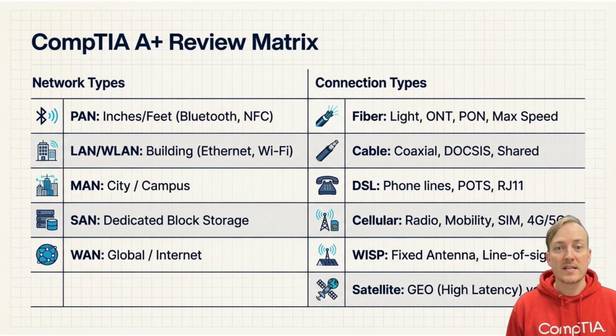Take a screenshot of this CompTIA A+ review matrix. This organizes everything we've covered today. Our network types scale from PAN to WAN, including SAN for block storage. Our connection types range from light-speed fiber to shared cable, RJ11 DSL, highly mobile cellular, line-of-sight WISP, and GEO versus LEO satellite. You will be coding these precise characteristics into your XP Boost interactive modules, so keep this matrix handy.